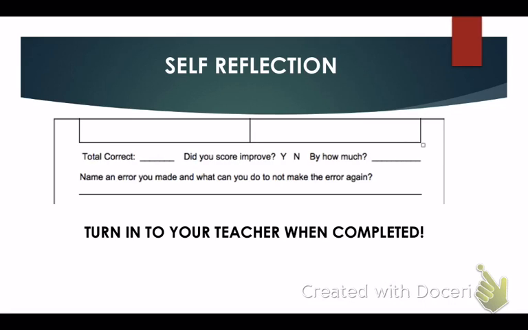Okay, you need the total number of correct that you got on the second one. Did you get 3 or 4 or 2 or 1? Let's say I got 4. Okay, did your score improve? Yes, it did. By how much? Well, maybe it improved by 1. Name an error you made and what can you do to not make that error again? For example, maybe when it said 3 times 5 squared, maybe I did 3 times 5 first and then tried to square 15. So 15 times 15 when it should have been 5 squared times 3. Whatever it is, talk about that error.